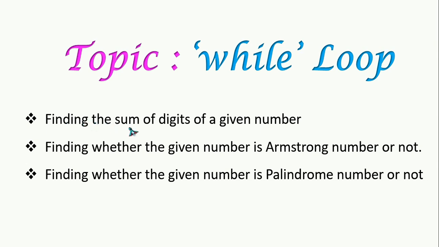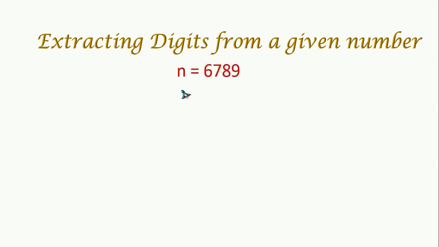Before going to the program, let us learn how we are going to extract the digits of a given number. For example, let us take n is equal to 6789. So we have to extract each digit to get the total of all the digits, that is 9, 8, 7 and 6. When we divide a number by 10 and take the remainder, the last digit, that is ones, remains as the remainder. So the condition given here is when n is greater than 0.